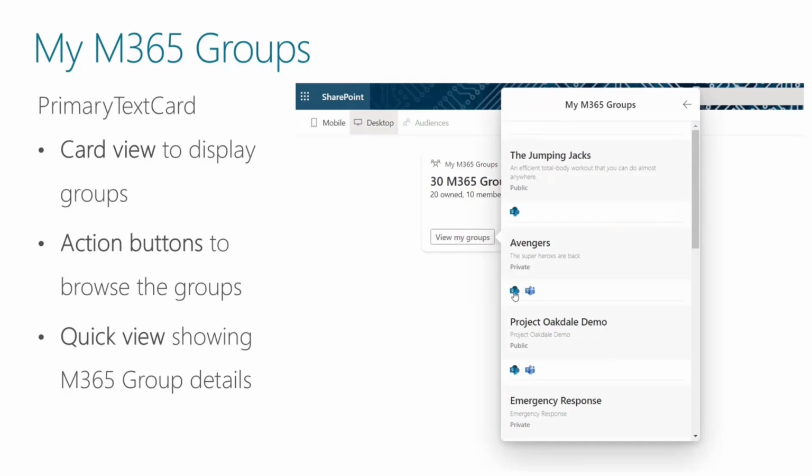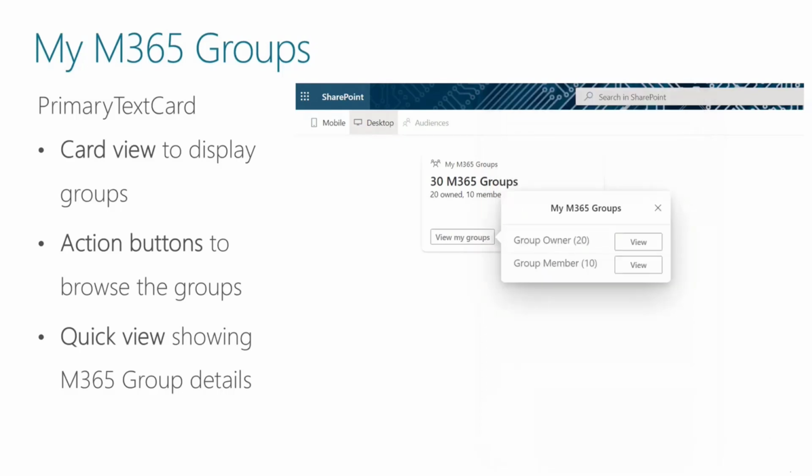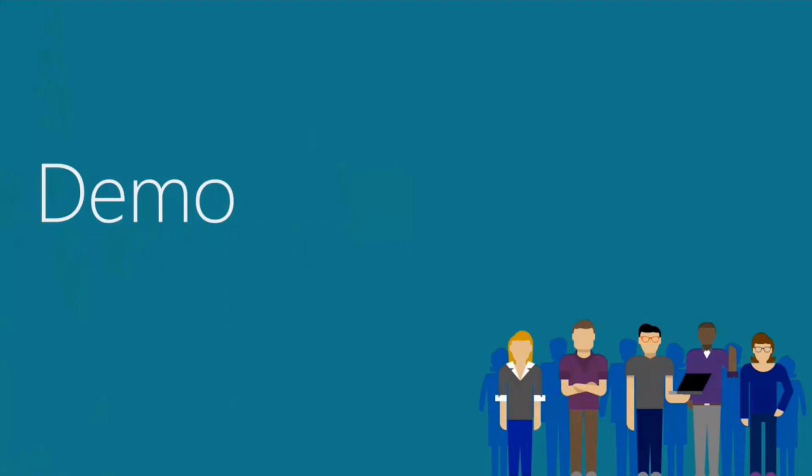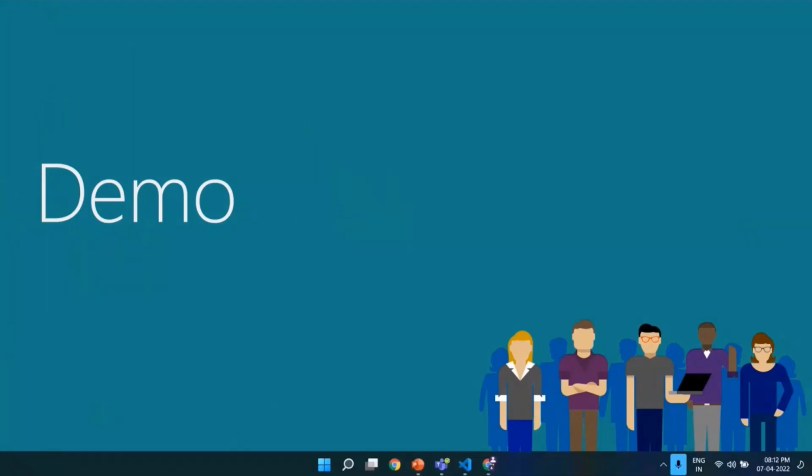Again, it has a quick view to show the Microsoft 365 group details, and buttons on those quick views to take the user to the associated SharePoint site, or to Microsoft Teams if it is connected with one. So this sample is developed with SharePoint Framework version 1.13.1, when it started supporting the ACE, and it is available to download and use under the Viva Connections adaptive card extension sample repository at this mentioned URL. So with that, let's have a quick demo of this sample, and then we will get into the code.